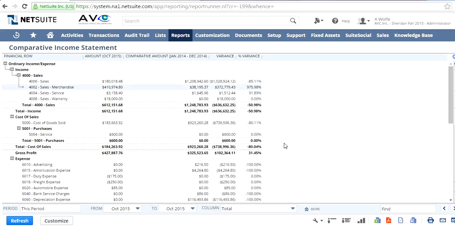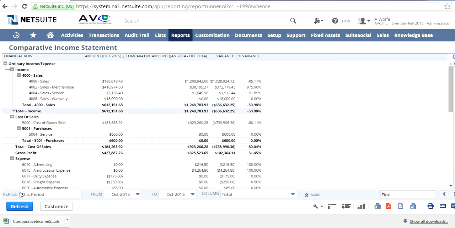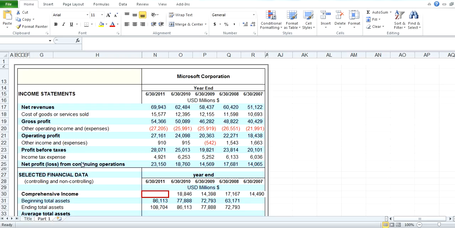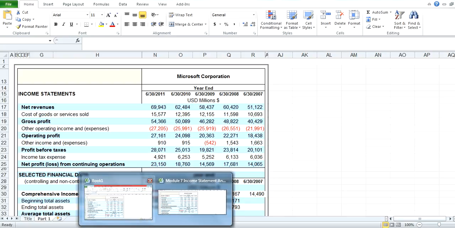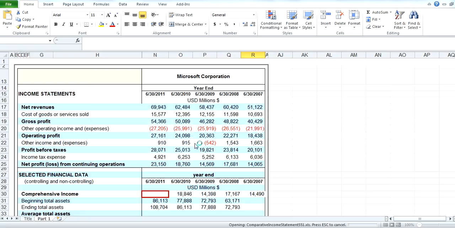So there it is. We have a comparative income statement. So what do we need to do next? Well, we want to be able to massage this into a nice format, so we want to export it. We look for our exporting icon, and there we see it's exported and ready to be opened. So I open it up. This is a different one. Give it one sec while it opens. Say yes.